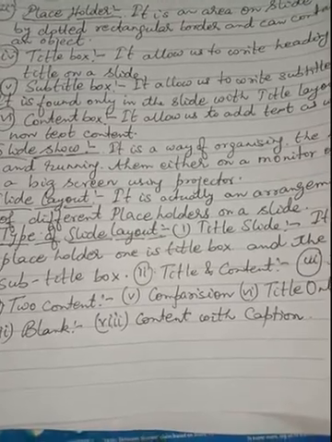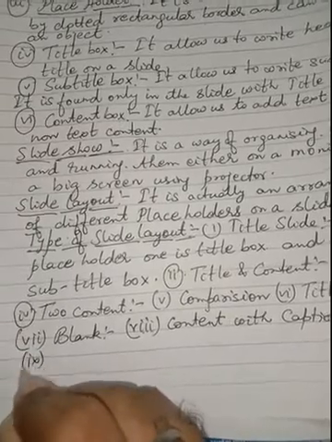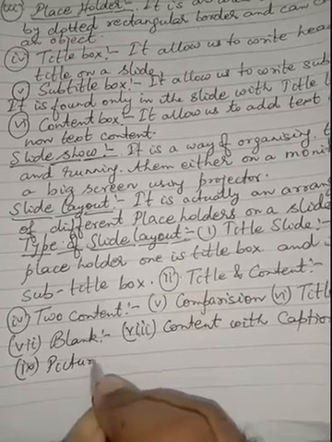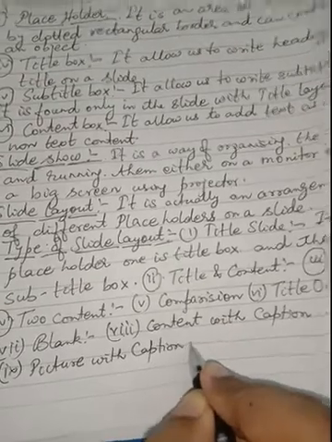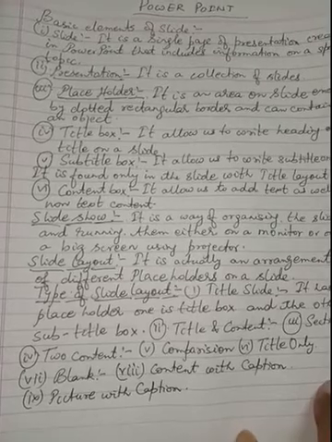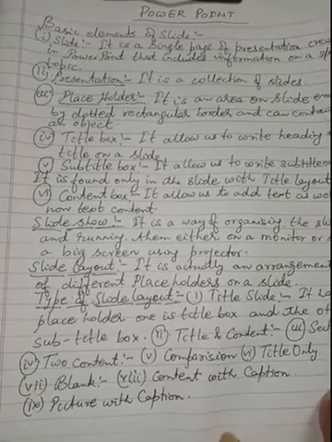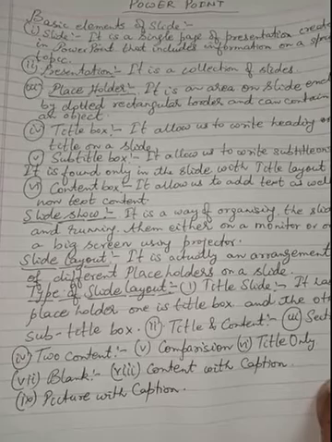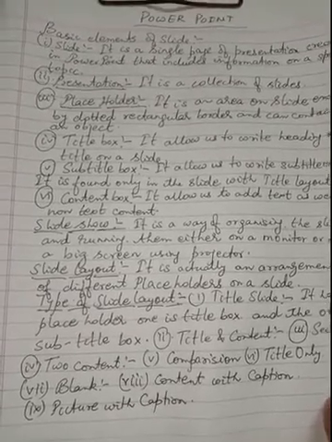Next we have the picture with caption. This is the 9th type of slide. The picture with caption layout generally consists of a placeholder with a picture icon, and when we click on the picture icon we can insert a picture in the content box. It also has a text box placeholder to write the caption for the picture. So these were the 9 different types of slide layout.